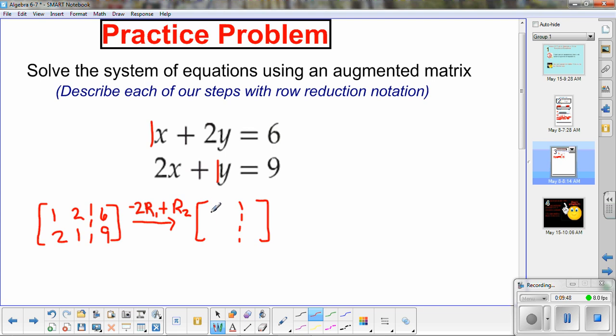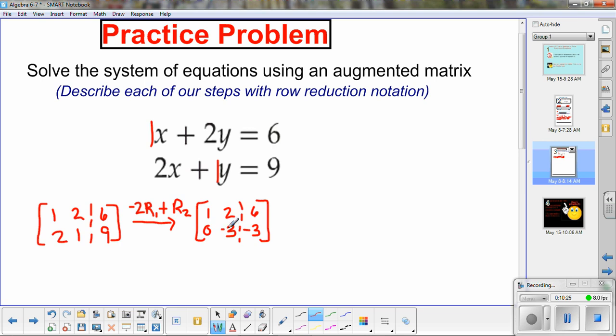So this top row is going to stay as it is. But now for the bottom row, we're going to multiply the top row by -2 and add it to that one. So 1 times -2 is -2, and -2 plus 2 is 0. 2 times -2 is -4. -4 plus 1 is -3. -2 times 6 is -12, and -12 plus 9 is -3. So far we have 1, 0.